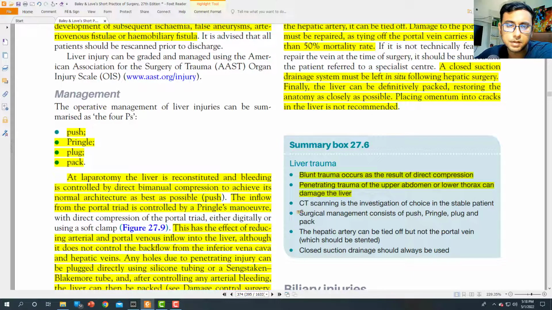Plug and pack, these are the maneuvers or principles of practice of surgery. The hepatic artery can be tied off, but not the portal vein, which should be stented, because the portal vein is the 80% supply of the liver. If we ligate the portal vein, then the liver will not get adequate blood, and in that case the liver will have ischemic changes. So we will tie the hepatic artery to block the 20% bleeding, but not the portal vein.